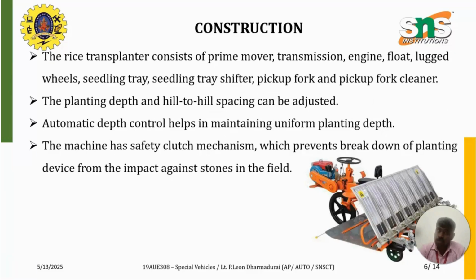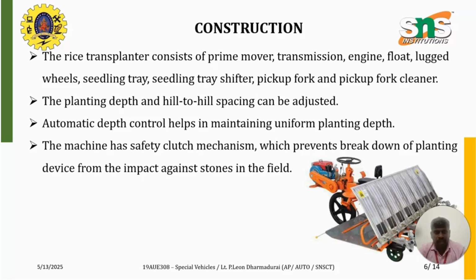So coming back to the construction part, the main components of this rice transplanter consist of the prime mover, which is nothing but the engine, and the transmission system. Then the lugged wheels. Here the normal conventional vehicle wheel is not used. Instead, lugged wheels are used, along with the seedling tray shifter and pickup fork, and a pickup fork cleaner is also provided to make maintenance easier.